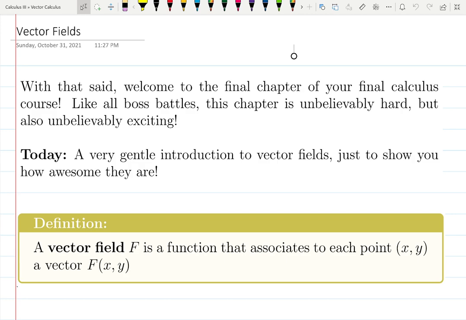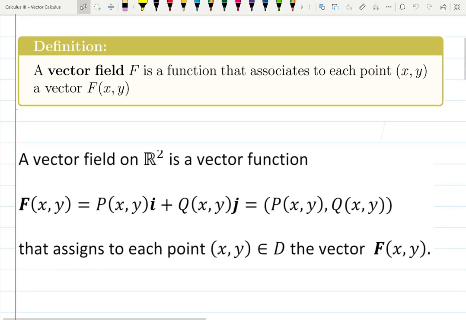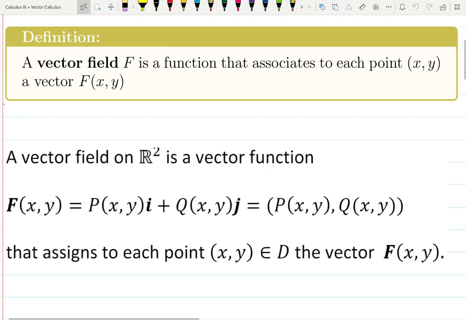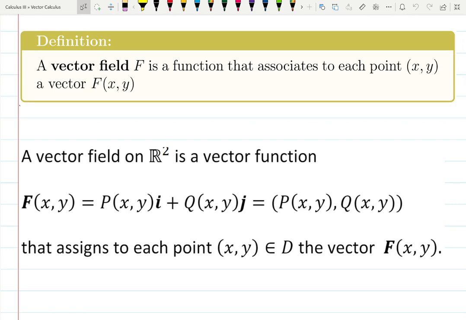So, a vector field. Let's figure out what a vector field is. It is a function that associates each point with a vector. So basically, a vector field is a bunch of vectors. How simple is that? And you saw it before, you just don't know it. So please write down this definition.